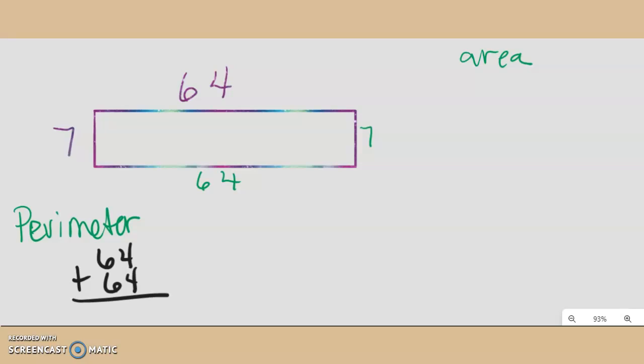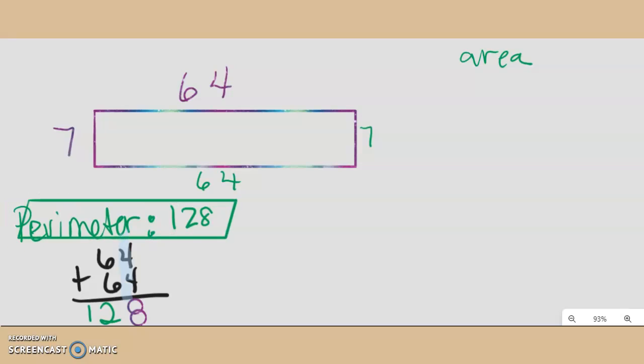So we are going to add the ones place first, top to bottom, right to left. So 4 plus 4 is 8. Okay? And then 6 plus 6 is going to be 12, so you write that there. So the perimeter on this guy is 128. So that's your perimeter right there.